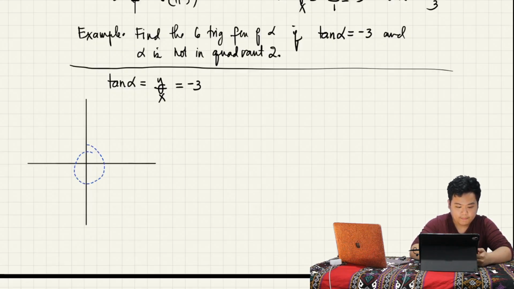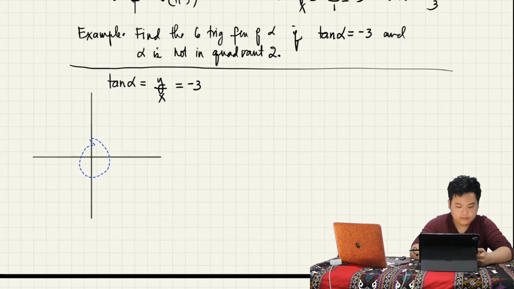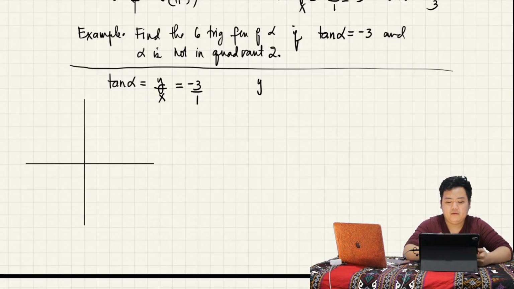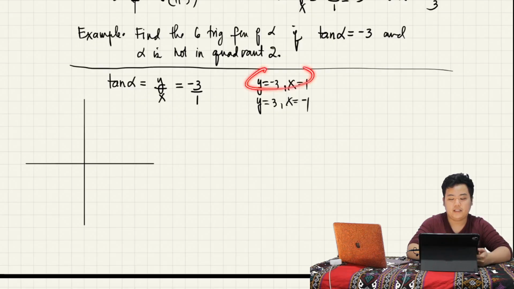Okay. So, you have to be careful here kasi negative 3, it's negative 3 over 1. Pwedeng maging y equal to negative 3, x is 1. Pwedeng y is 3, tapos x equal to negative 1. Ang tanong dyan, paano mo pipiliin dyan sa dalawang pairs na to yung tama? Isa lang dyan ang tama.